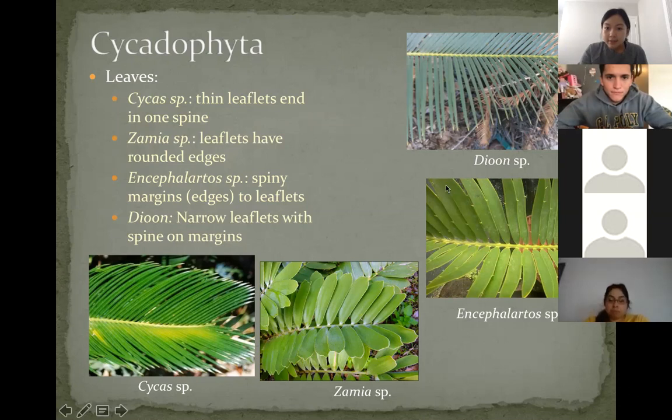Sago palm leaves, but is it? No, it's not. It kind of looks like it, but it's not.